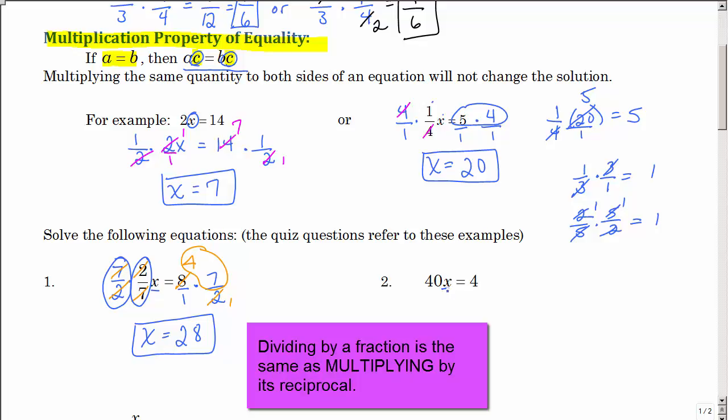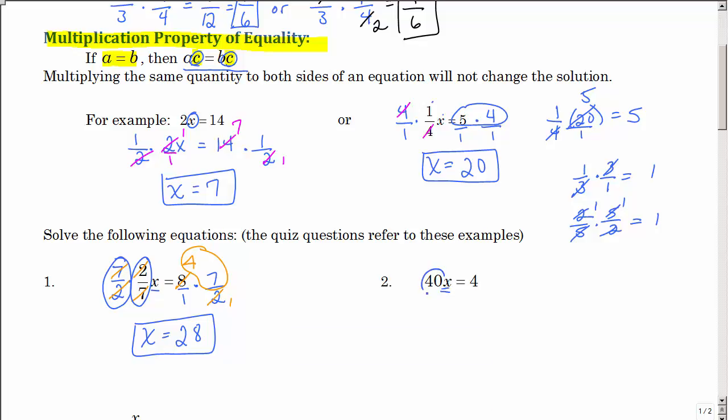Let's look at number 2. Here's x. Well, it's being multiplied by 40. Inverse operation of multiplication is division. So I'm going to divide both sides of that equation by 40. Well, 40 divided by 40 is 1, so that leaves me 1x. Now I have a fraction, 4 over 40. Can I reduce that fraction? Yes, you can. 1/10.